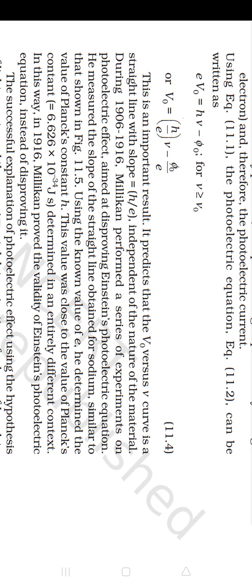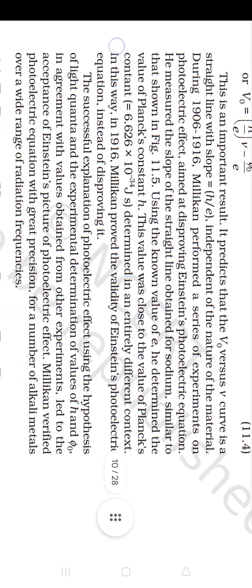During 1906 to 1916, Millikan performed a series of experiments on the photoelectric effect aimed at disproving Einstein's photoelectric equation. He measured the slope of the straight line obtained for sodium, similar to that shown in figure 11.5. Using the known value of e, he determined the value of Planck's constant h. This value was close to the value of Planck's constant determined in an entirely different context. In this way, in 1916, Millikan proved the validity of Einstein's photoelectric equation instead of disproving it.